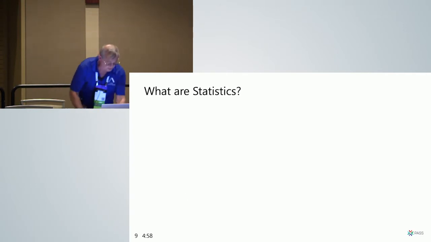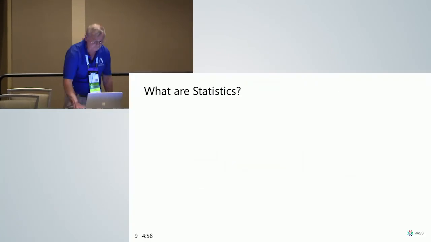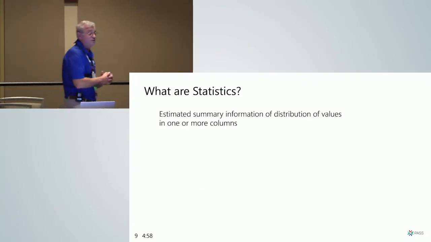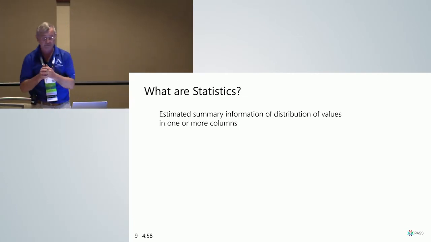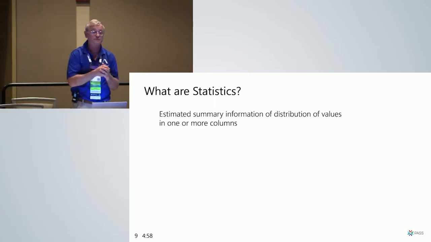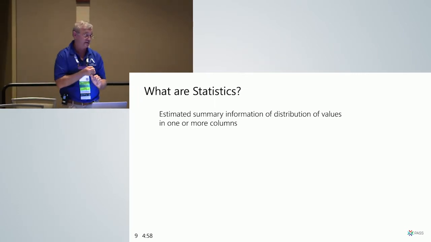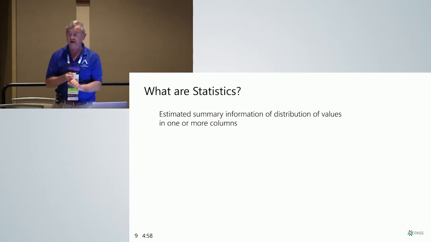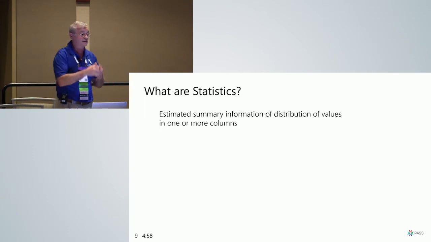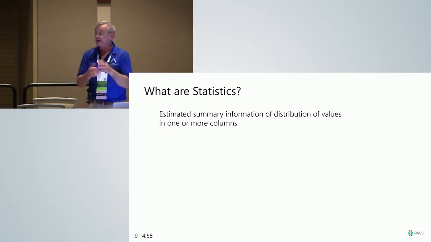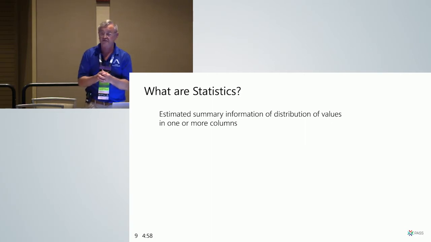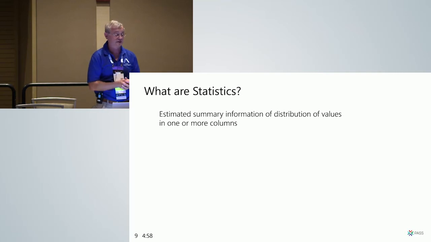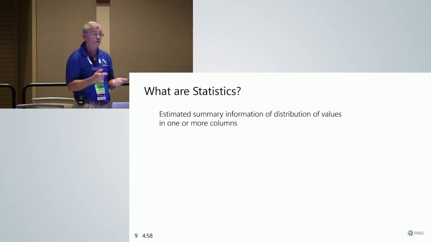So, what are statistics? I don't like to read from the slide, but this one is so concise. Estimated summary information of distribution of values in one or more columns. Keywords there: estimated. Statistics are not precise, with very rare exception. Summary information, it's not the detail, it doesn't give you everything about what's in that column. It gives you summary information from which the cardinality can be determined with some level of accuracy. And it's one or more columns.